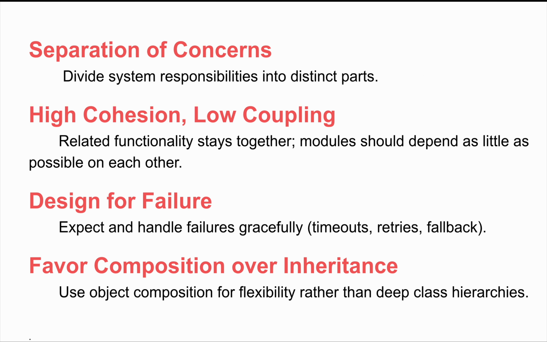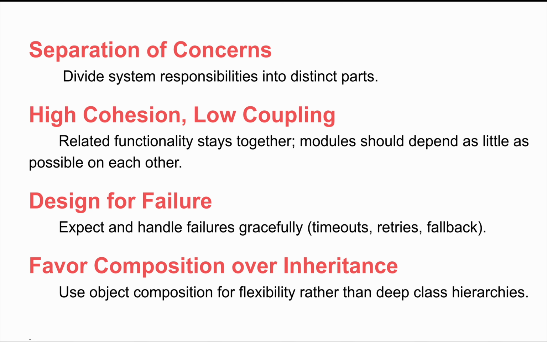The other principles, apart from those, start with separation of concerns. Separation of concerns means dividing system responsibility into distinct parts. I'm taking the same example of BookMyShow. For BookMyShow, there should be something for showing the movies and events, and something else for maintaining the bookings, all those things. So divide system responsibilities into distinct parts.